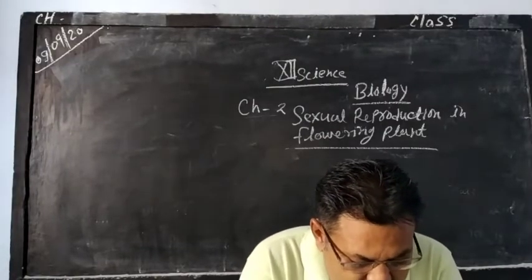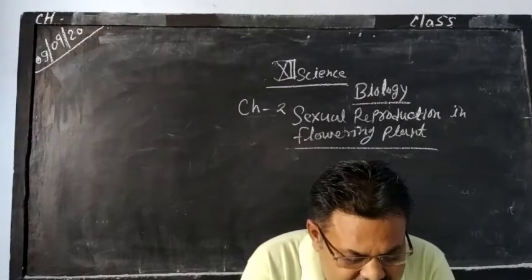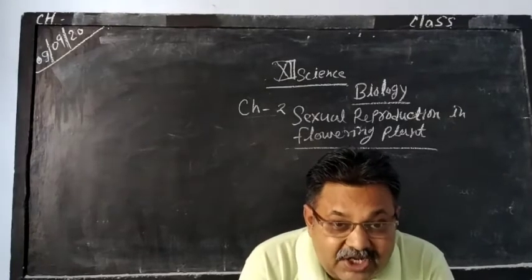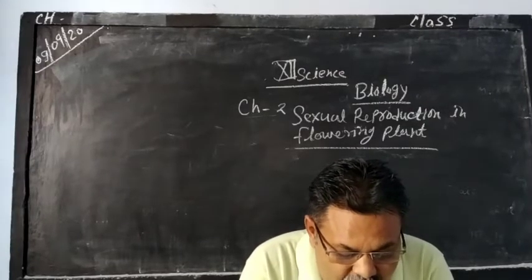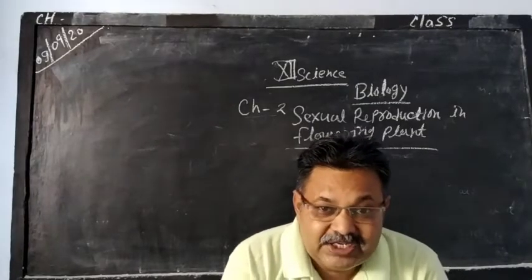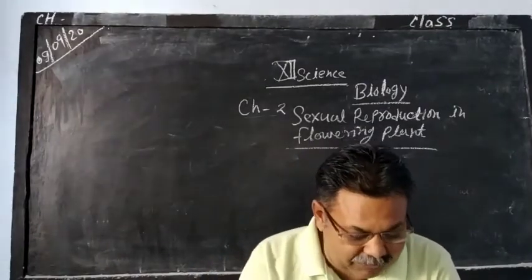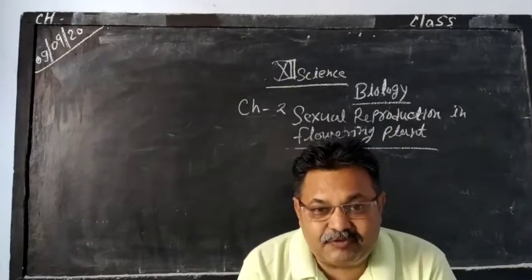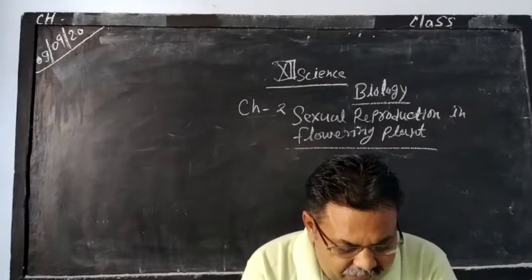Now, the fruit normally forms after pollination and fertilization. The ovary develops into fruit. After fertilization, the ovary converts into fruit. The wall of the ovary converts into the wall of the fruit, known as the pericarp, and seeds develop from ovules. So this is the development of fruit.